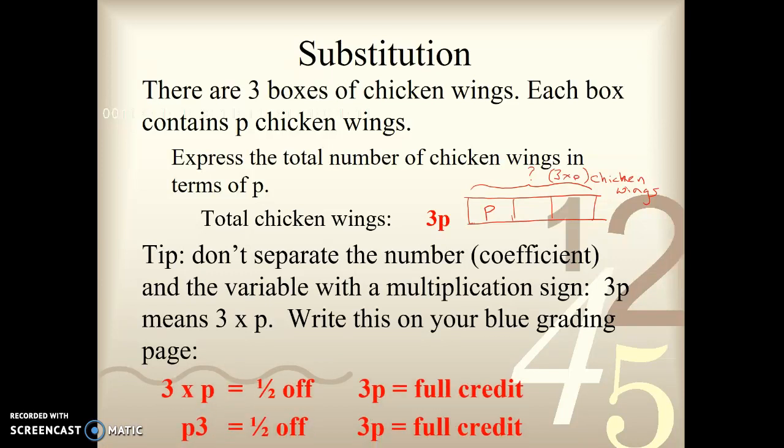Right now I want you to turn to your blue grading page that you picked up on the black shelves. Actually, at home you probably got this with your buddy materials, but if not, you can write it on a separate piece of paper and transfer it when you get a chance. So this is what we're going to write. 3 times p with the multiplication symbol is going to be half off. Instead, we want to write 3p, so just the coefficient right next to the variable. Another algebraic convention is that we always write the coefficient before the variable. So instead of writing p and then a 3, we're going to write 3p.